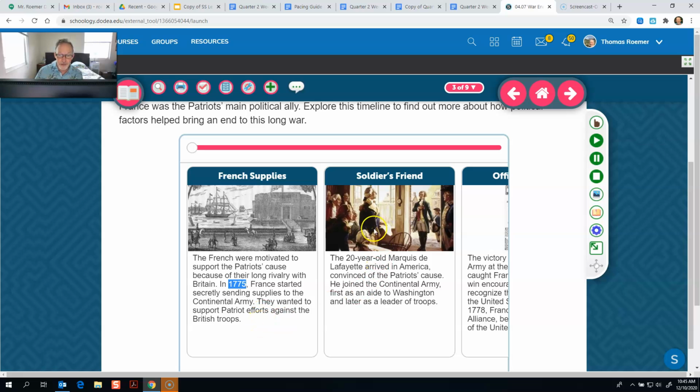Now right here, you've got this young officer. He arrives in America, a French officer, and he joins the Continental Army. And he's the aide to Washington himself. So now you actually have a French soldier joining the Continental Army.